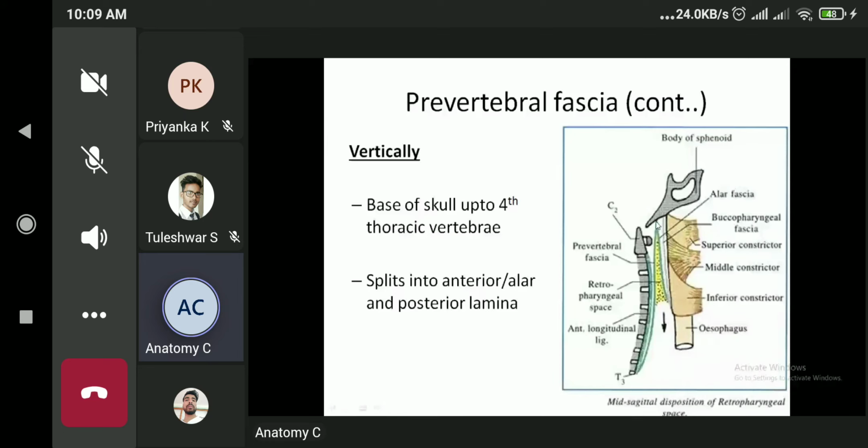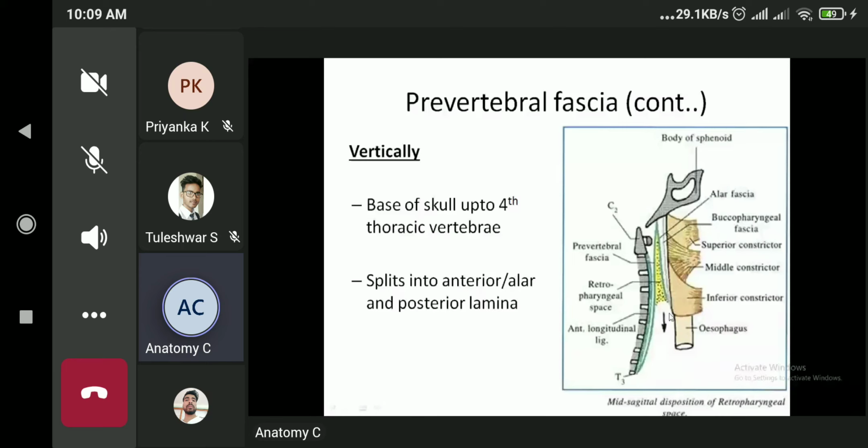Once again, I repeat, superiorly it is attached to the base of the skull, and inferiorly it splits into the alar lamina and the prevertebral lamina. The prevertebral lamina gets fused with the anterior longitudinal ligament at the level of the third to fourth thoracic vertebra, while the alar lamina gets fused with the buccopharyngeal fascia anteriorly.